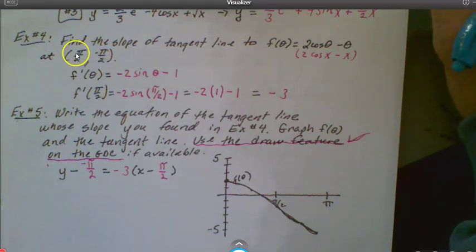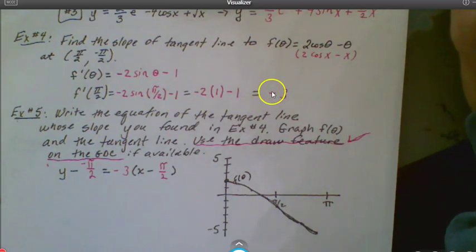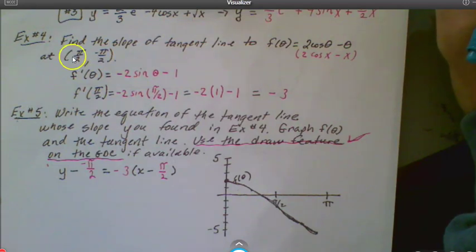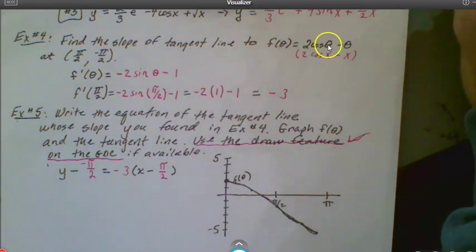Now we can plug in the x coordinate into our derivative function in order to get the slope. So we put the pi halves in for theta, and then we clean that up, and you have your slope at that point. Do keep in mind, if the y coordinate was not given, typically what we do is we take the x and we plug it into the original function in order to get a y coordinate.